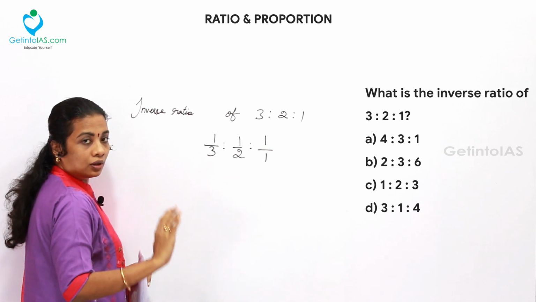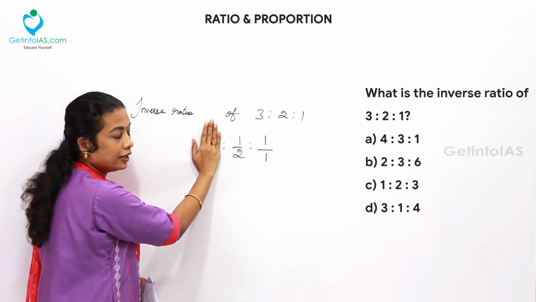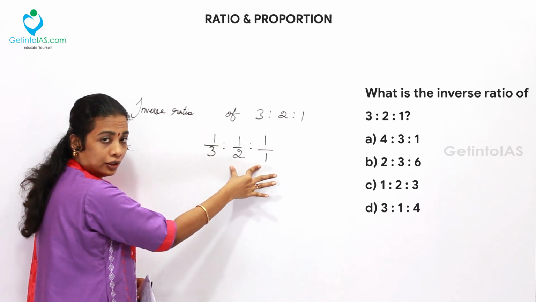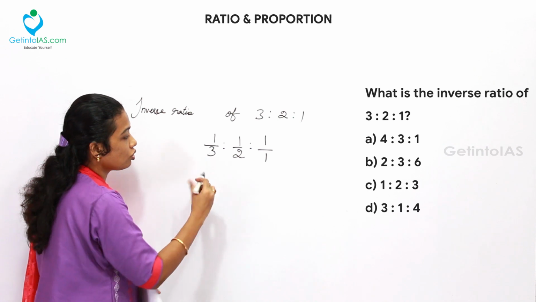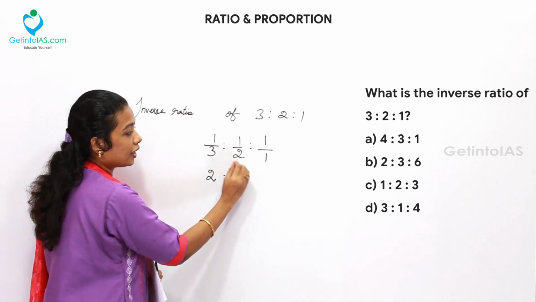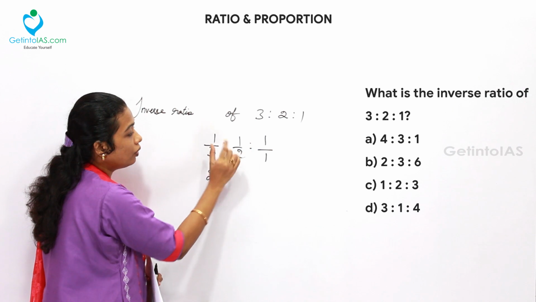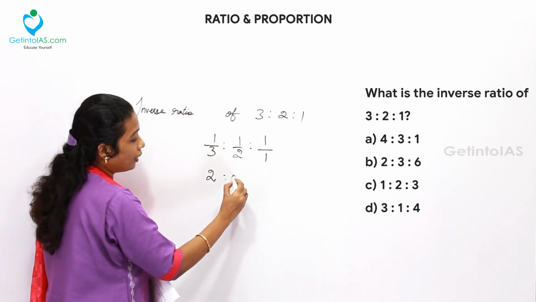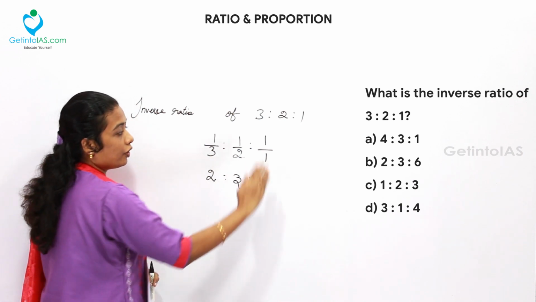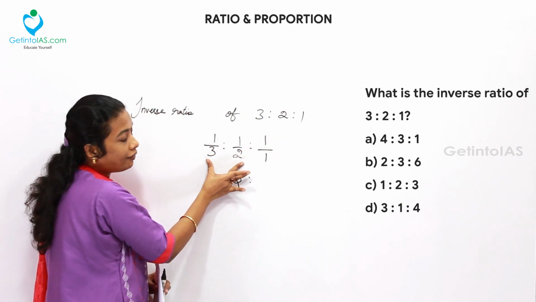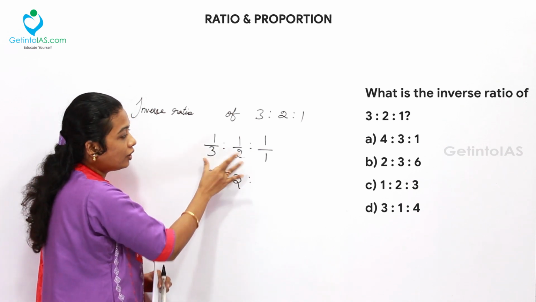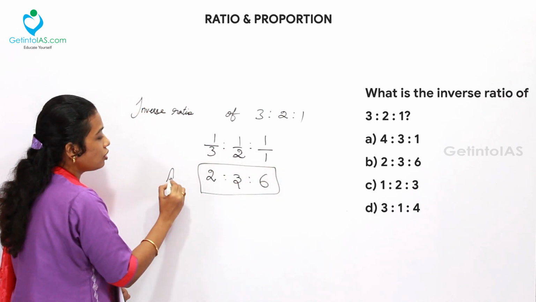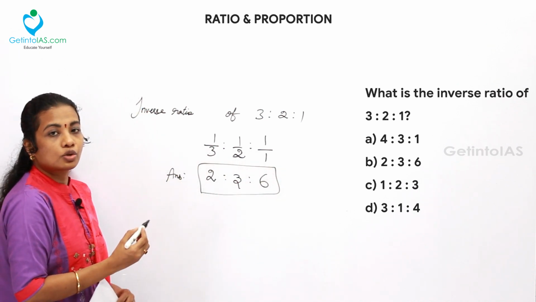The trick we learnt in the previous video is: hide the first value and multiply the other two values, 2 into 1, which is 2. For the second value, hide the second value and take the first and last values and multiply them, 3 into 1 is 3. For the last one, hide the last one and take the product of the first two values, 3 into 2 is 6. So the answer for this question is 2 is to 3 is to 6.